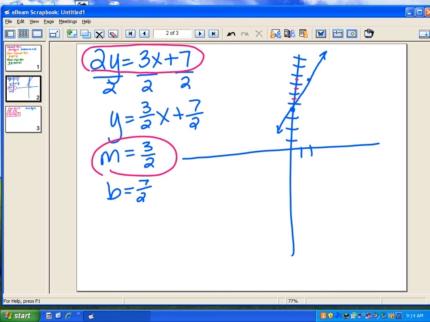So what would I really have for a point? 0, 7. Yeah, my x is 0 when my y is 7 halves. This is the point that I ended up with. That's what this is giving us.